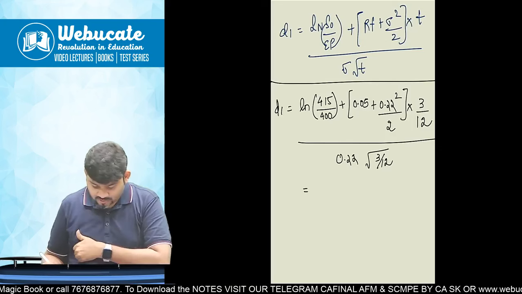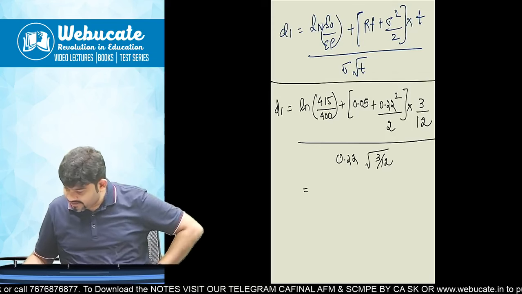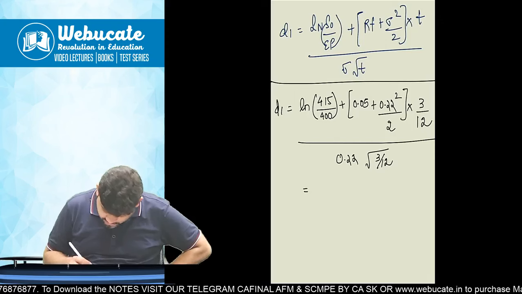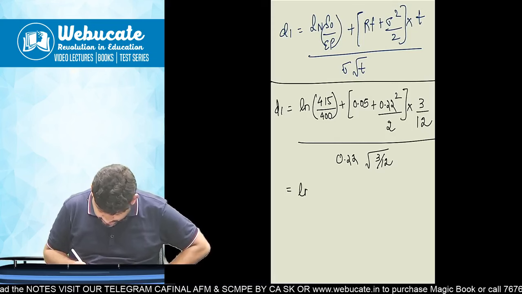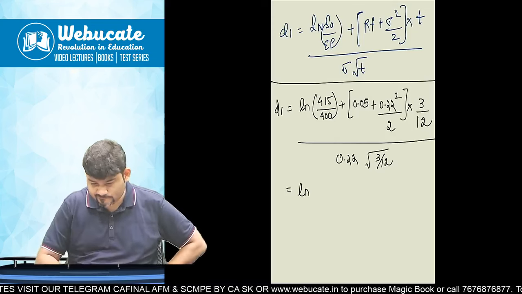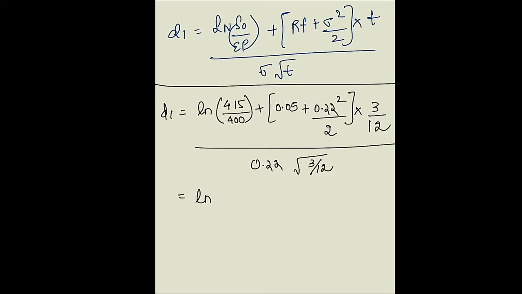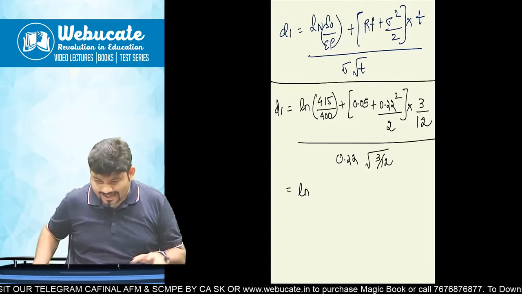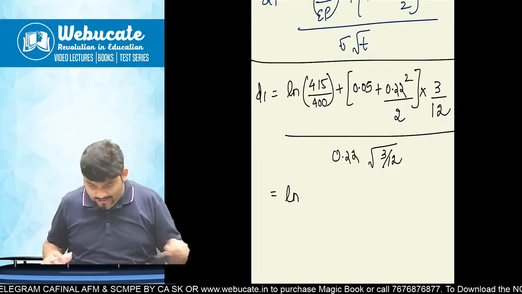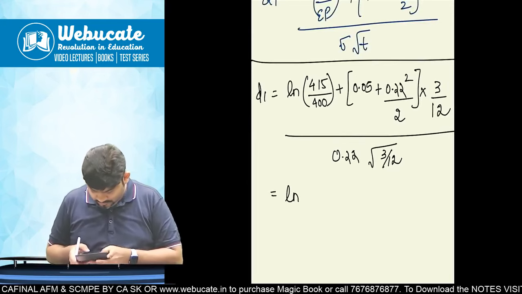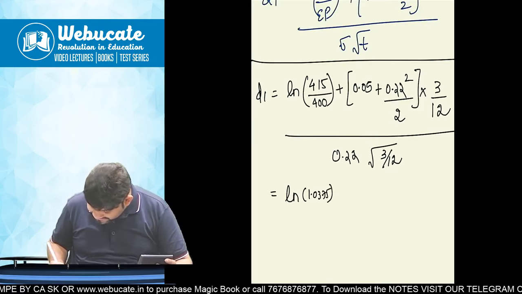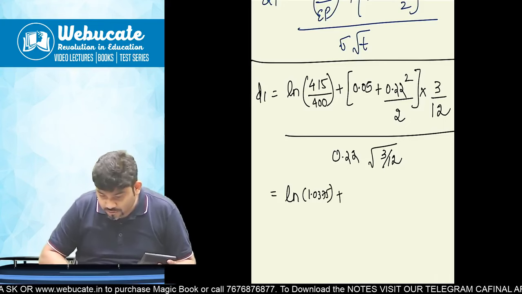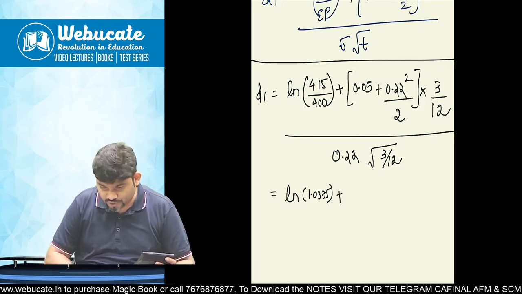Now, let's solve this. Tell me, when you solve this, what will happen? Natural log of 415 divided by 400 is 1.0375. So we will write here d1 is equal to ln 1.0375. Guys, now your calculation should be absolutely quick. Very, very quick.